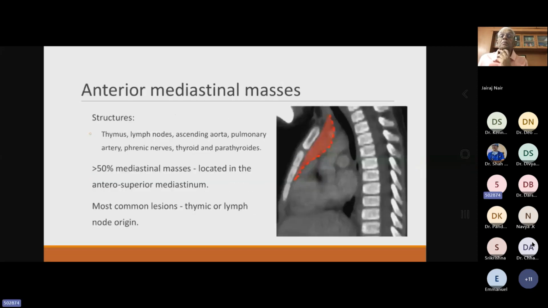Coming to the anterior mediastinal masses, the structures present include the thymus, lymph nodes, ascending aorta, pulmonary artery, phrenic nerves, thyroid, and parathyroid. More than 50% of mediastinal masses are located in the anterior superior mediastinum. The most common lesions include thymic tumors or those of lymph node origin.